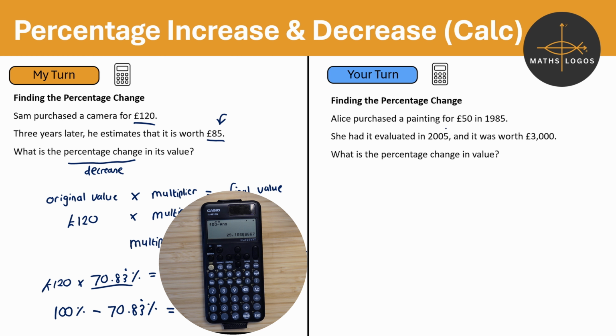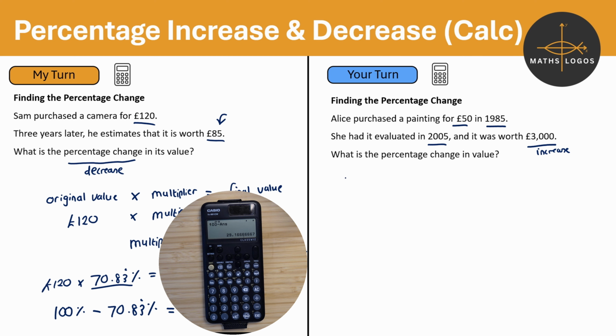Alice purchased a painting for £50 in 1985. She had it evaluated in 2005 and it was worth £3,000. So it's obviously gone up. Just to make a note, we're going to be dealing with a percentage increase. What is the percentage change in value?